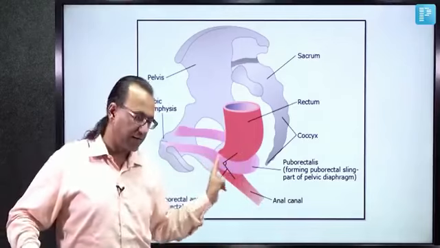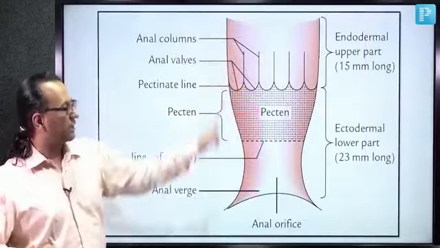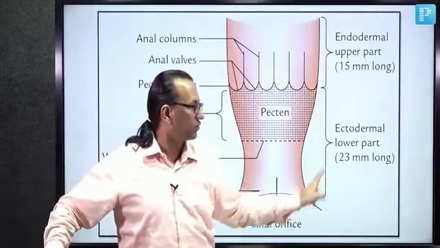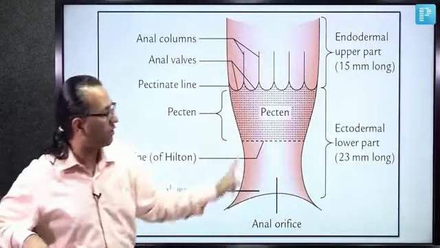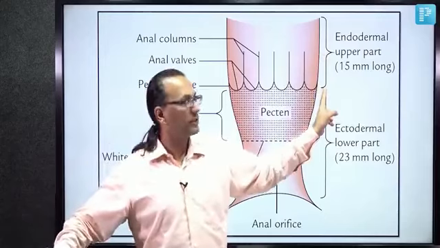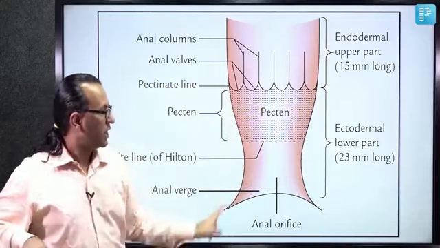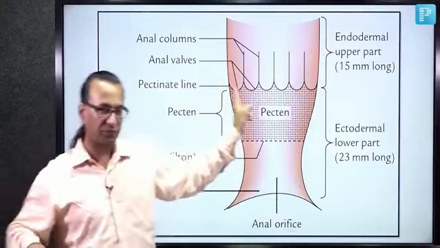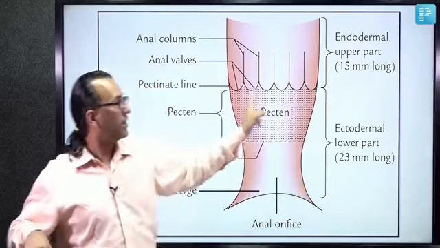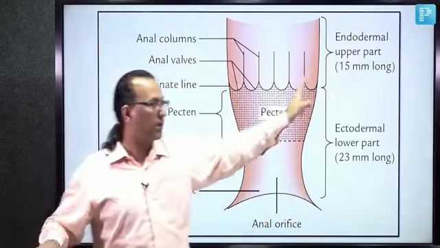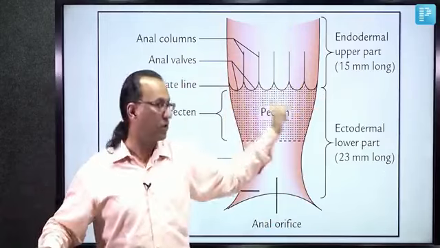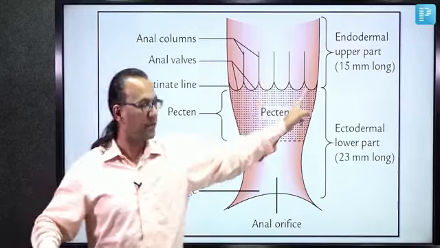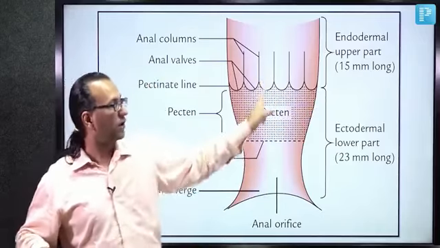The anal canal is around 4 centimeters long, and you can find that the lower 23 millimeters is the ectodermal anal region, whereas the upper 15 millimeters is the endodermal anal region. Actually, the lower part of the anal canal comes from the proctoderm, which is the surface ectoderm, and the inner part is the endoderm part of the gut tube. This is the endo-ecto junction, where you will have a dentate line or pectinate line. It is a teeth-shaped line here and is the ecto-endo junction.